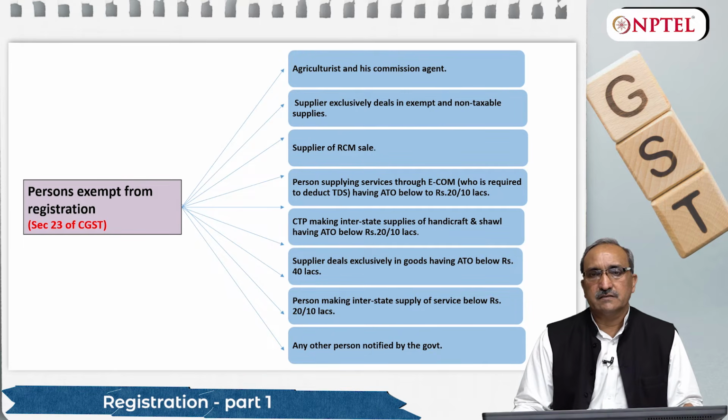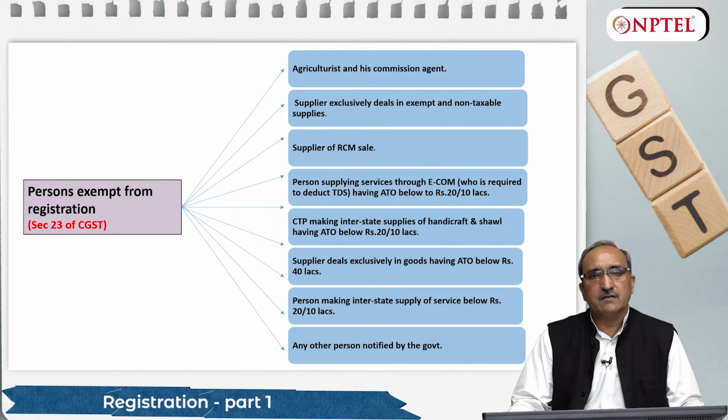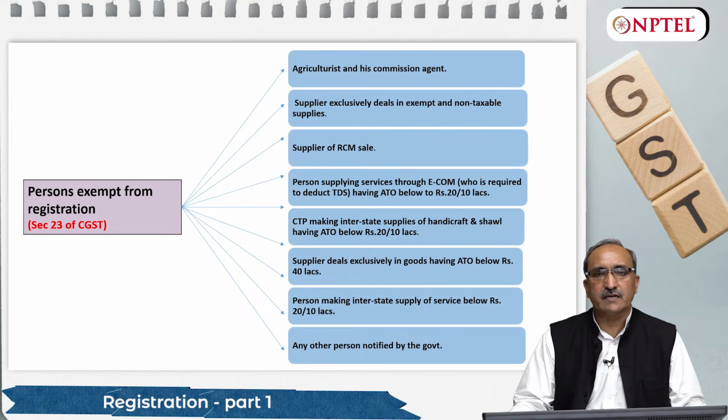Then casual taxpayer, CTP, casual taxpayer making interstate supplies of handicraft goods having aggregate turnover below 20 lakh rupees or 10 lakh rupees, as the case may be. So casual taxable person is a person who is not having regular GST number in a particular state, but he is going there to take part in exhibitions, in fairs, and displaying and selling goods there through exhibitions, and dealing with handicraft goods only, but their turnover is less than 10 lakh rupees or 20 lakh rupees, they are not supposed to take GST number.